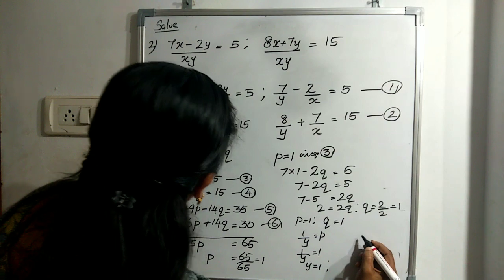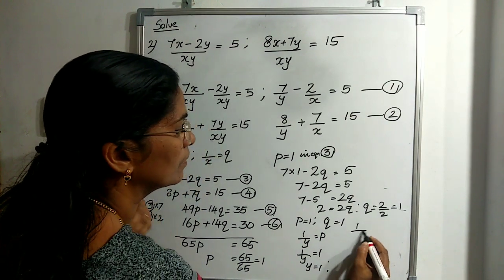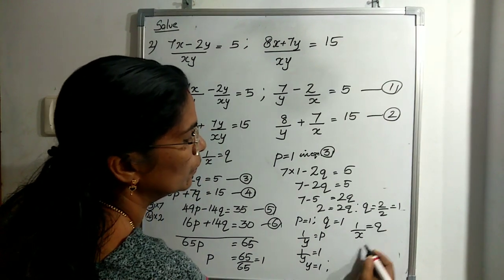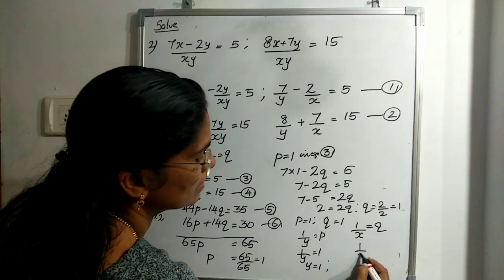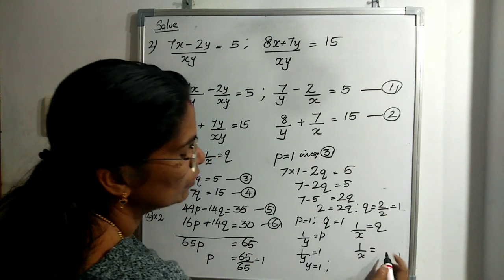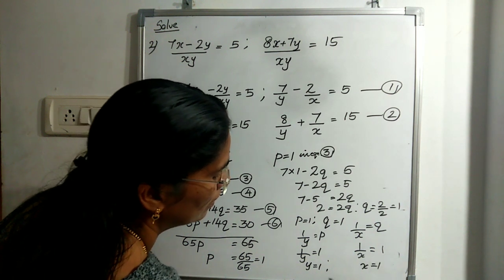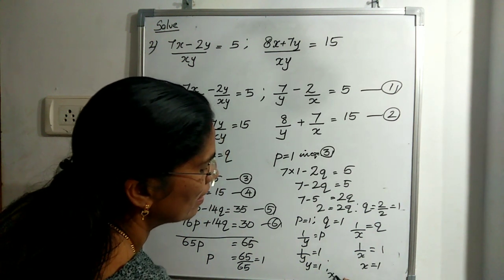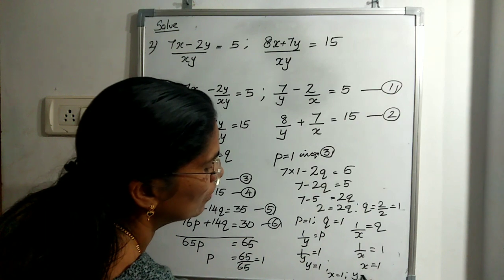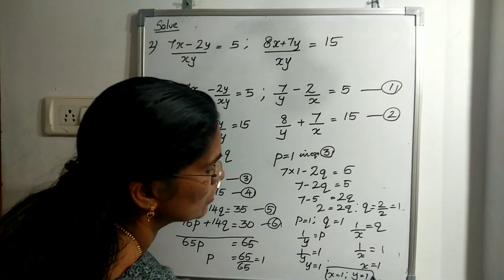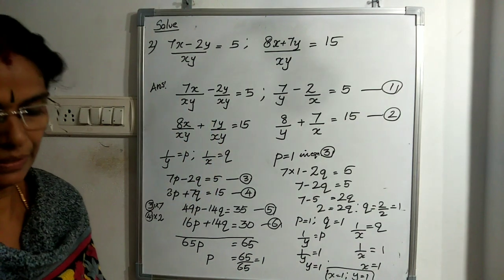Like this, 1 by x is equal to q. The value of q is equal to 1. So 1 by x is equal to 1. Cross multiply, x equal to 1. So the value is x is equal to 1 and y equal to 1. This is the solution of the given equation.